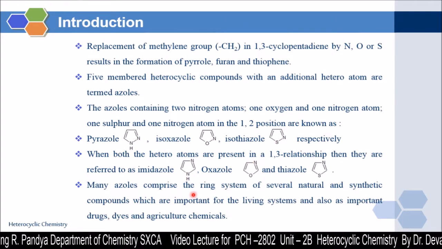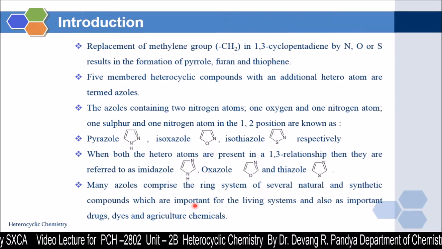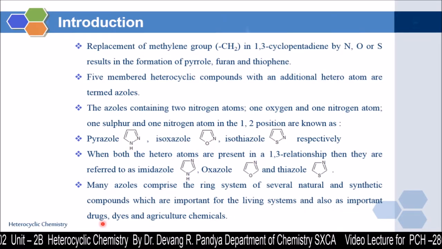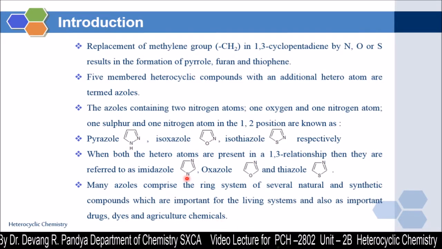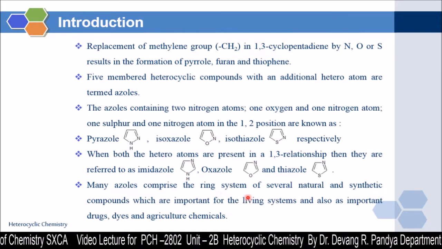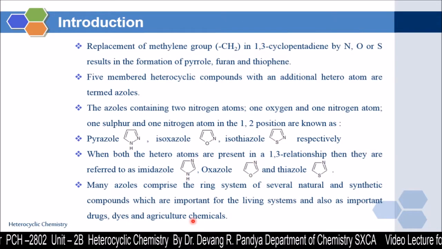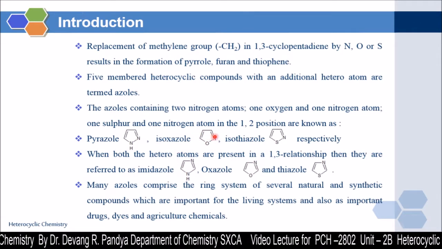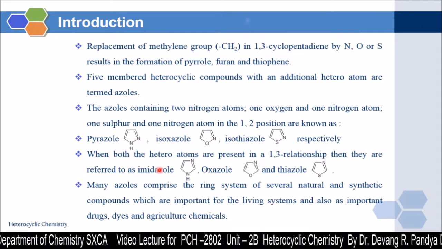Many azoles comprise the ring system of several natural and synthetic compounds which are important for living systems and also important for drugs, dyes, and agricultural chemicals. Already I have said that these compounds have biological applications, especially in human health, as well as in the drug industry, dye industry, agricultural chemicals, pesticides, etc. So they have a wide range of applications which tempts us to study these compounds, and that temptation makes compulsion, and that compulsion makes work.